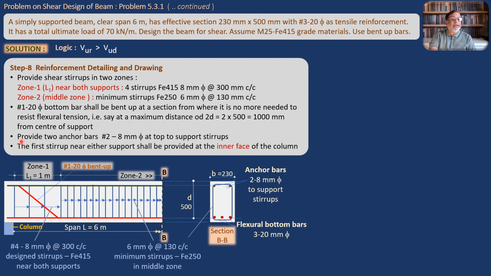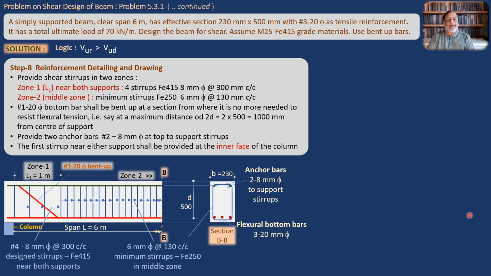The third point of detailing is that provide 2 anchor bars, 2 at 8 mm far. So look at these 2 anchor bars. We have been given only these 3 bars and we have designed the shear stirrups. These top bars, these are called as anchor bars. They are randomly provided as 2 bars of 8 mm, that minimum bar diameter, to support the stirrups. So these top bars, they are additional bars which are called as anchor bars, and their purpose, they are secondary bars. They are not supposed to take any compression or tension.